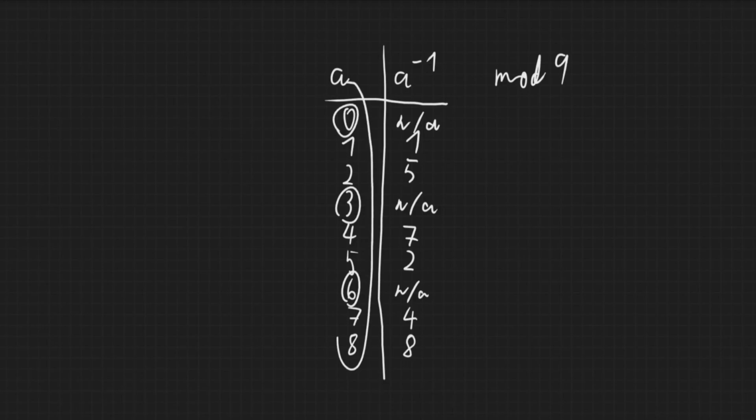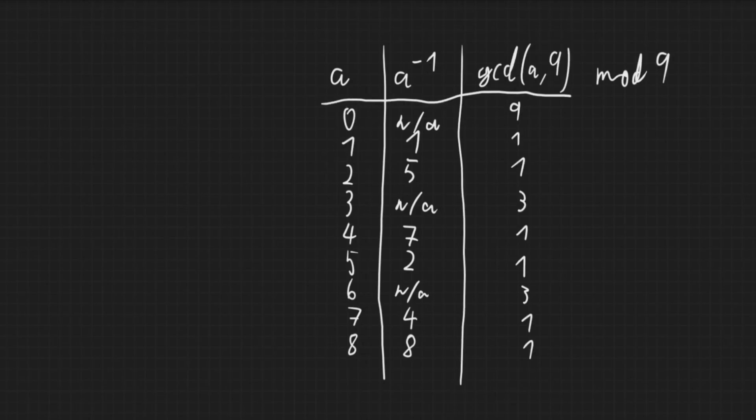They're the only numbers among these 9 that share a factor with 9. All the other numbers don't have any common factors with 9. The way we can specify this is by looking at the GCD, the greatest common divisor. So for example, the greatest common divisor of 6 and 9 is 3, because 3 divides both 6 and 9, but no number larger than 3 divides both 6 and 9.